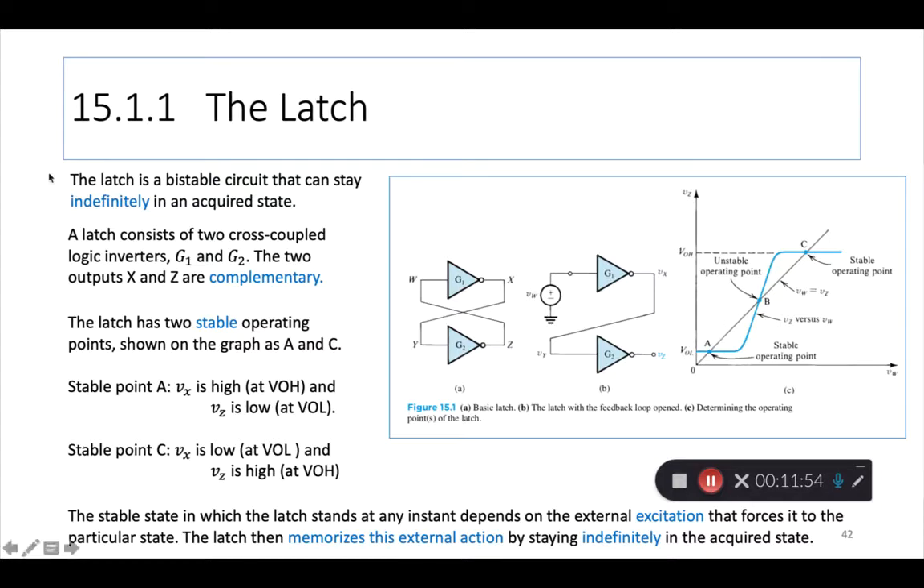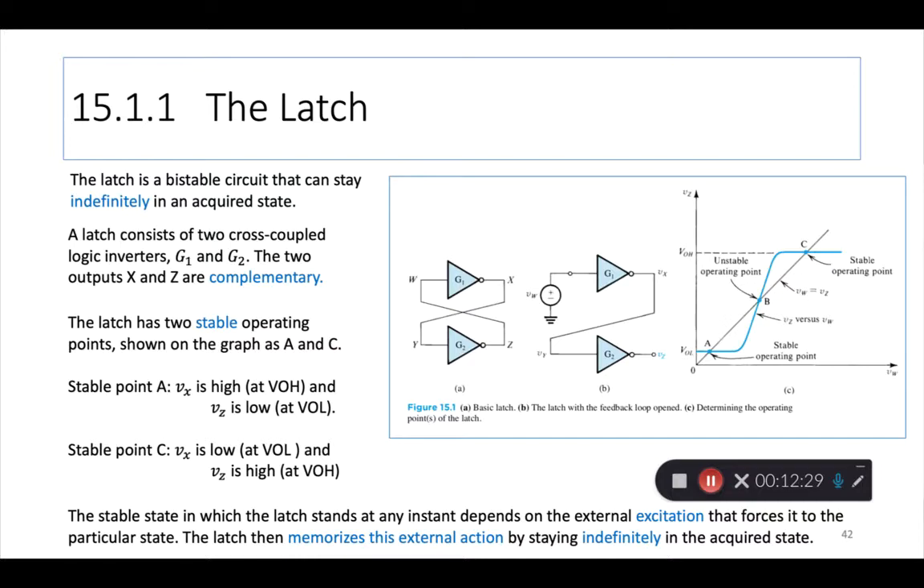Okay, so the basic definition of a latch is that it is a bistable circuit. That means it can have two stable forms or two stable states, either a 0 or a 1. So the latch is a bistable circuit that can stay indefinitely in an acquired state. So if it acquires a 0, it can just keep the 0 forever. If it acquired a 1, it can keep the 1 forever. That's what is meant by the word indefinitely.